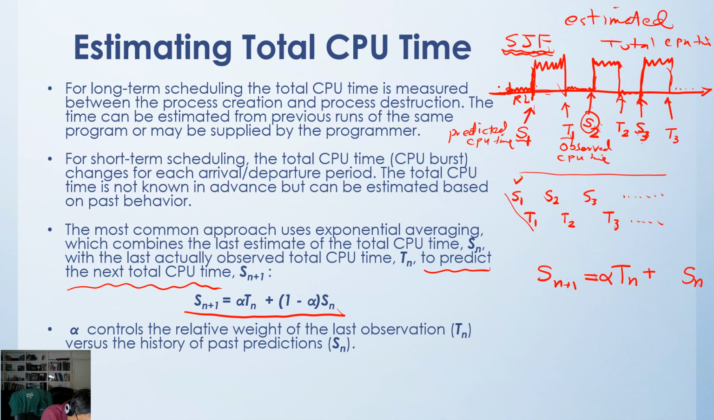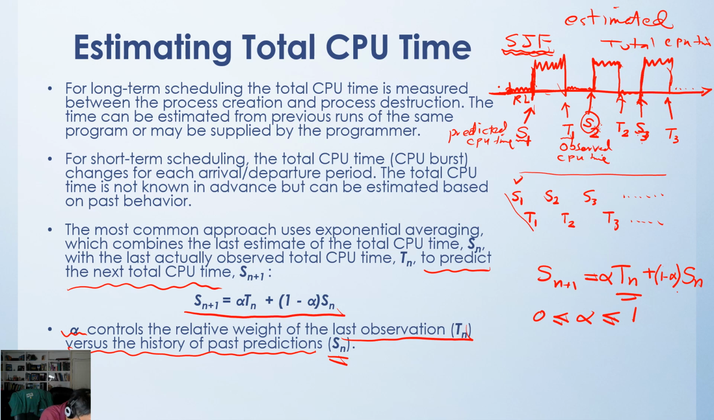It's called alpha, and the other one is 1 minus alpha. That's the weight, and the weight alpha is selected between 0 and 1. So the value alpha is the weight. Alpha controls the relative weight of the last observation Tn versus the history of past predictions.